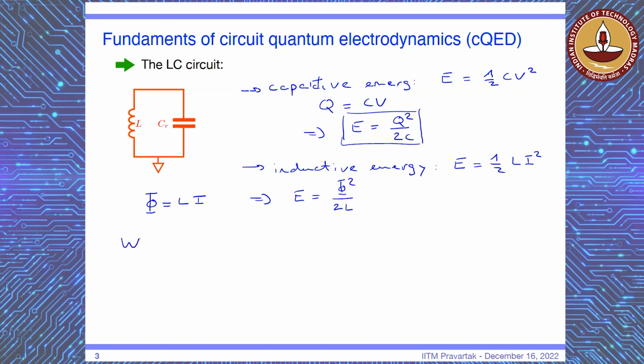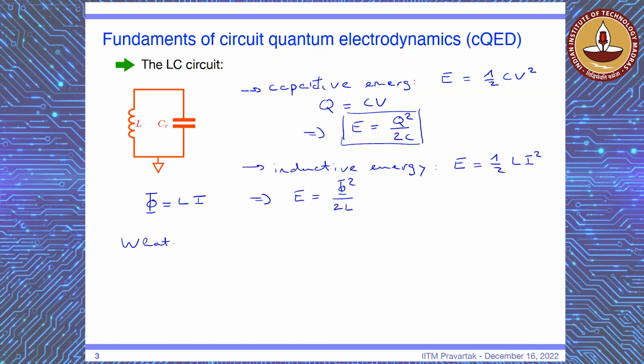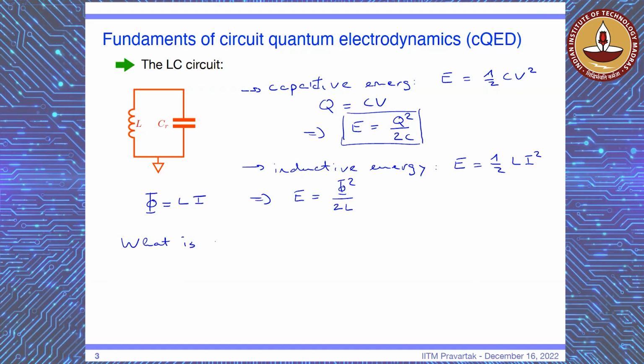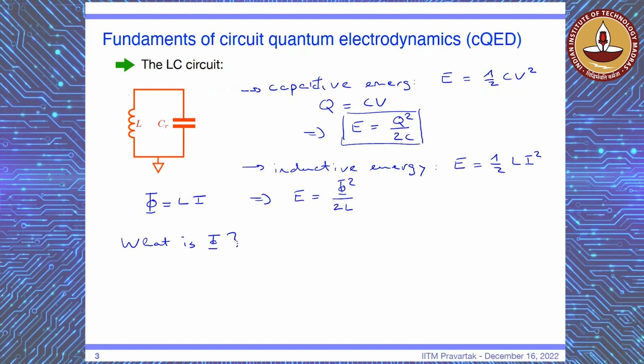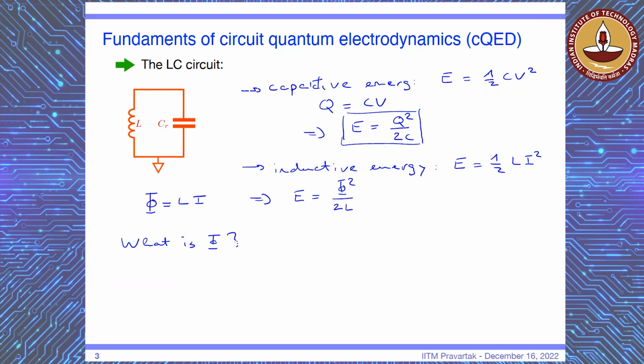Now, see, these circuits are generally 2D. Okay, there's 2D circuits. So if I ask you what is phi, what comes to your mind when I talk about phi in this kind of classical circuits? Flux. The magnetic field lines.